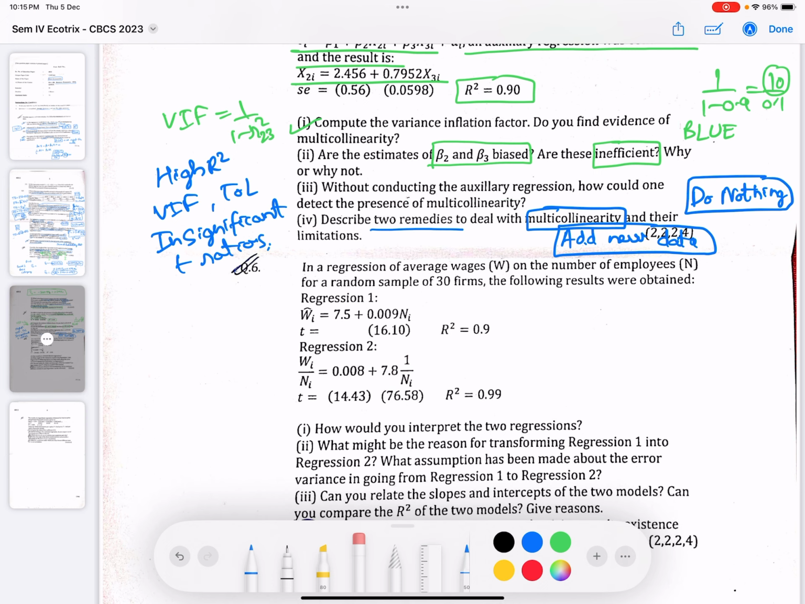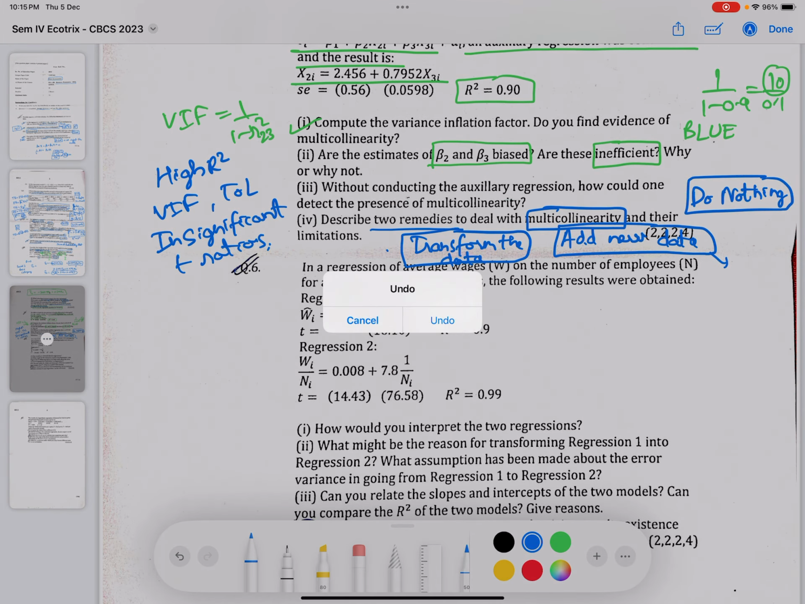If you have some idea about the relation between the explanatory variables, you can transform the variables as well. Okay. Now the limitation is, if you are able to transform the data, you should have done it. You need to know the exact linear relationship between them, and adding new data is also not feasible, because if you already had the data, you would have already used it.